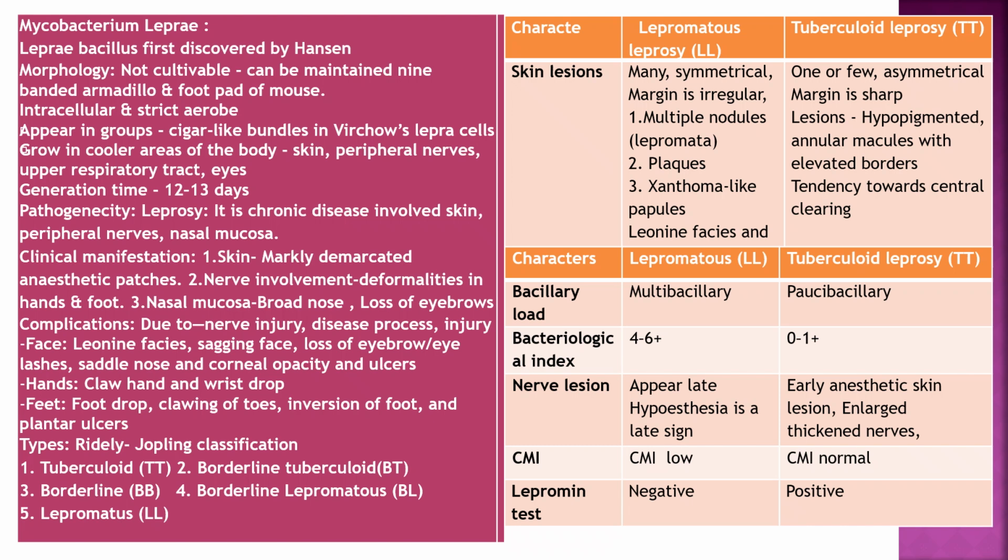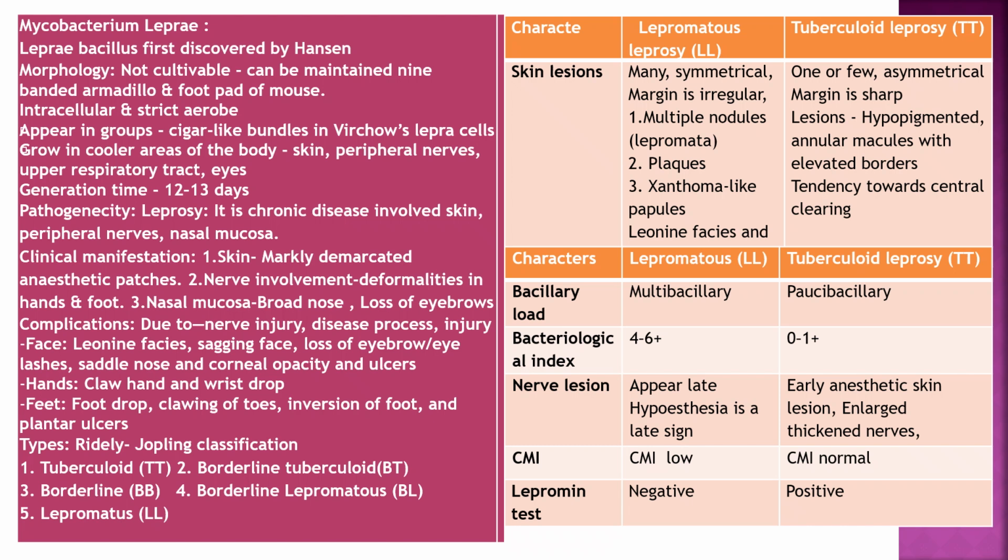Grow in cooler areas of the body like skin, peripheral nerves, upper respiratory tract, eyes. Generation time is 12 to 13 days. Pathogenicity: leprosy. It is a chronic disease involving skin, peripheral nerves, nasal mucosa. Clinical manifestation: first, skin, markedly demarcated anesthetic patches. Nerve involvement, deformities in hand and foot.